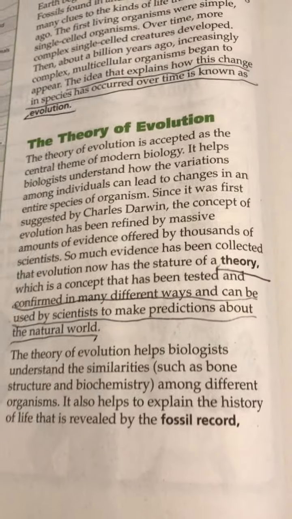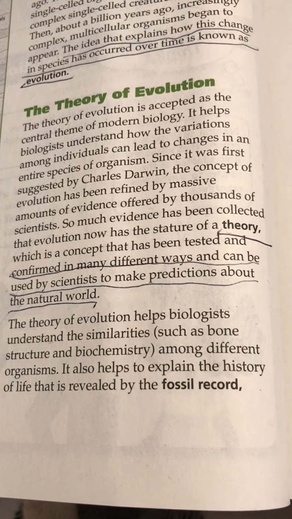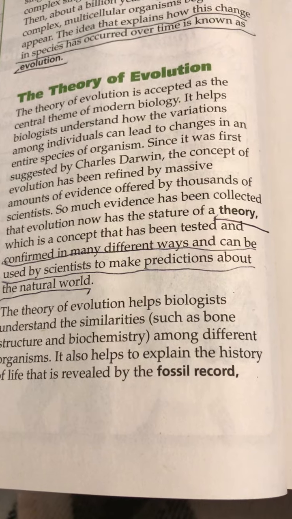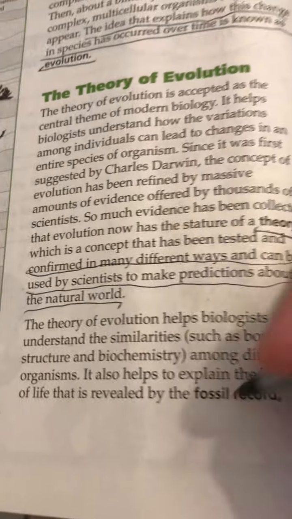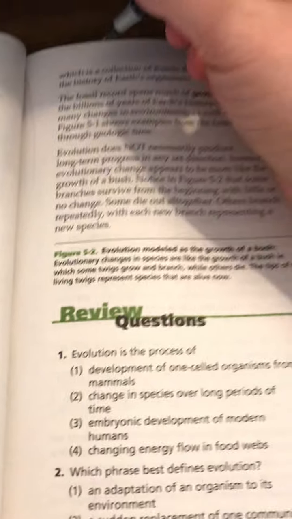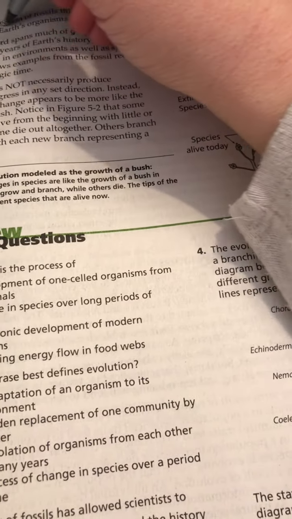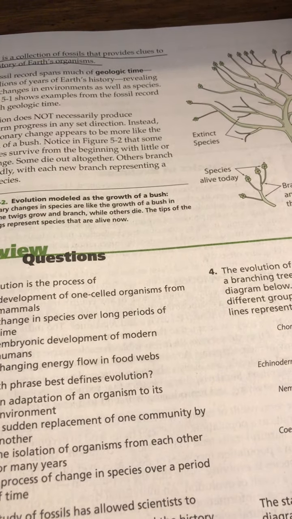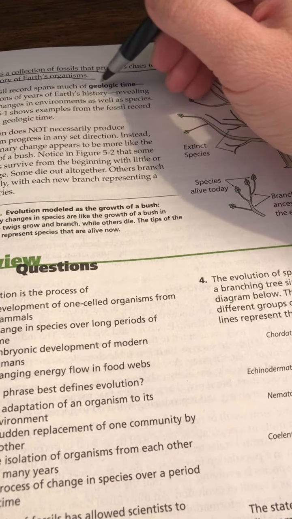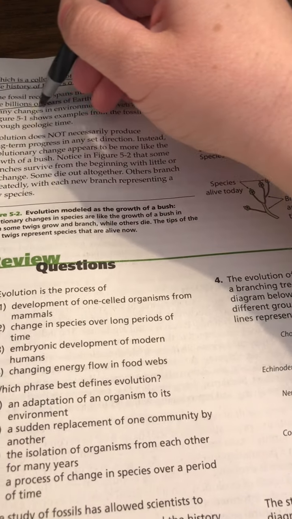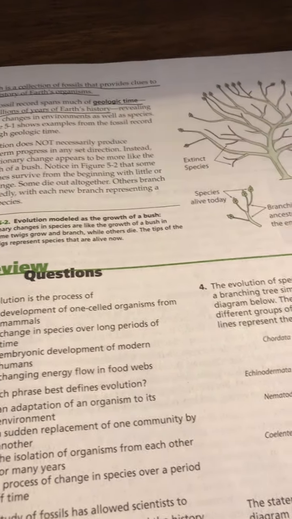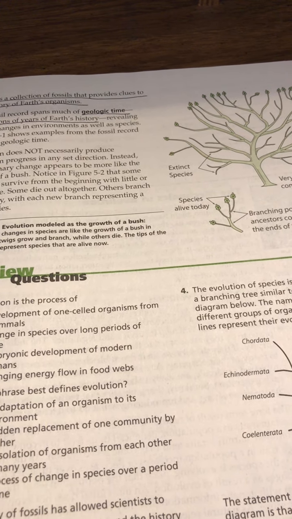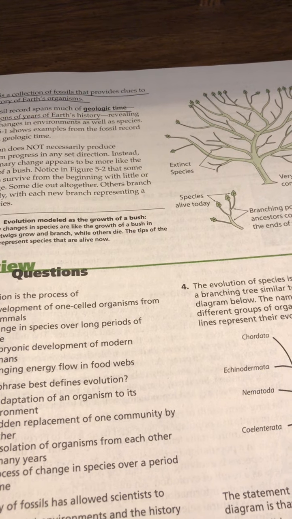The theory of evolution helps biologists understand the similarities, such as bone structure and biochemistry, among different organisms. It also helps to explain the history of life that is revealed by the fossil record, which is a collection of fossils that provides clues to the history of the Earth's organisms. The fossil record spans much of geological time, the billions of years of Earth's history, revealing many changes in environments as well as species. Figure 5.1 shows examples from the fossil record through geological time.